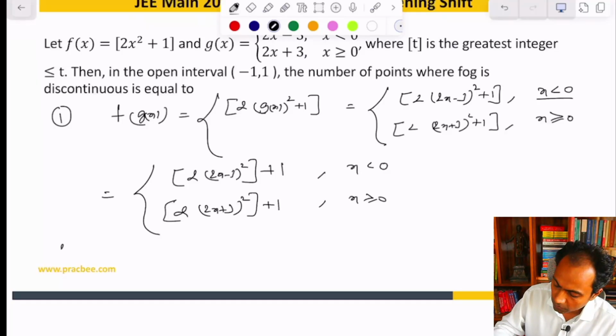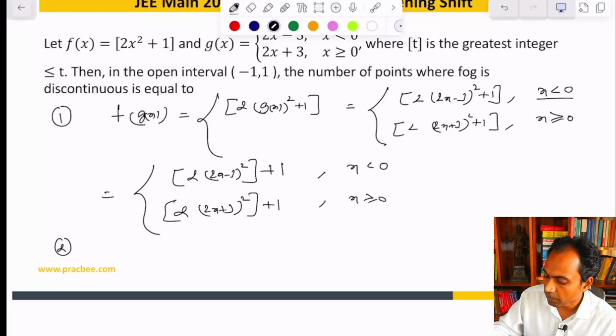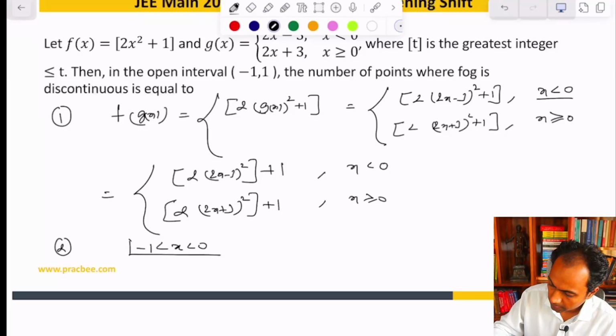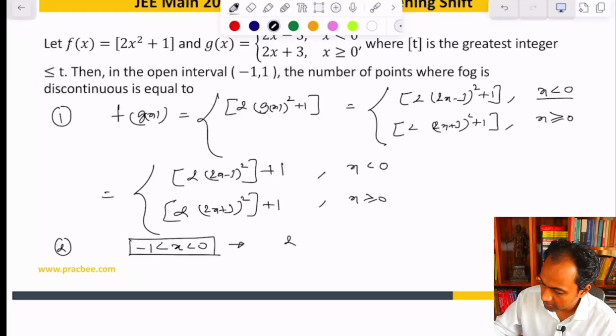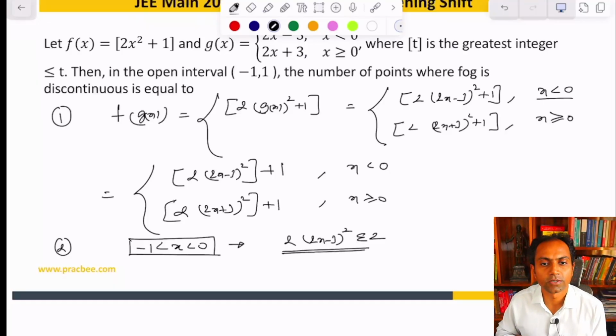So for that, what we need to understand is, what will be the points? Now this will become the first part of the function. If I am putting values between -1 and 0, these values will be interpreted using the first part, that is, whenever 2 into (2x minus 3) whole square becomes an integer, those would be the points of discontinuity.